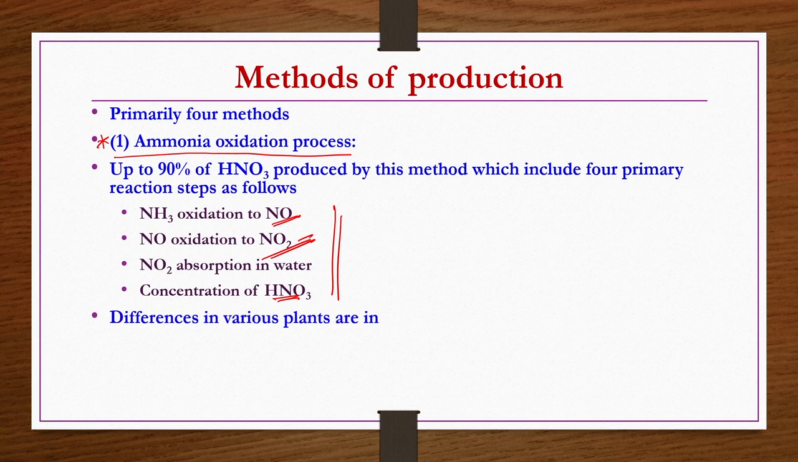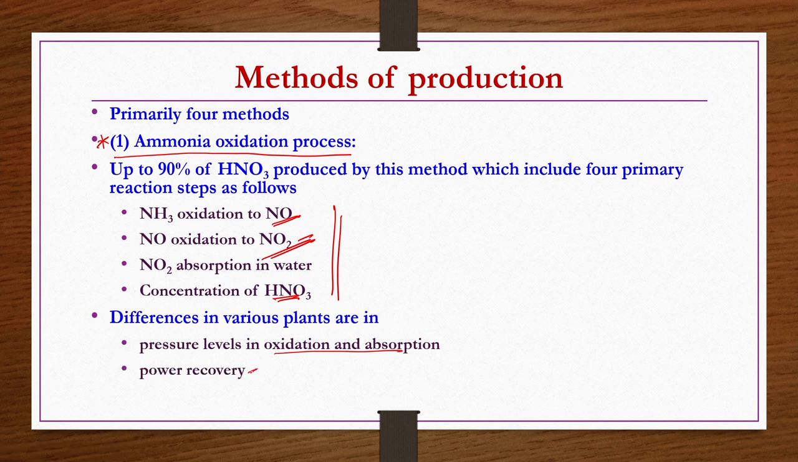Differences in various plants: modern plants, in fact almost all plants, are based on the ammonia oxidation process. As we said, 90% of HNO3 is coming from this process only. From one plant to another, there may be some variation, some changes in conditions or designs. Some of the important variations are pressure levels in oxidation and absorption.